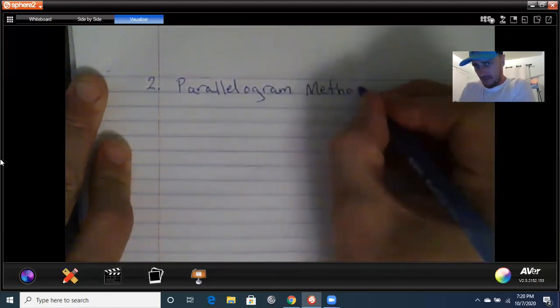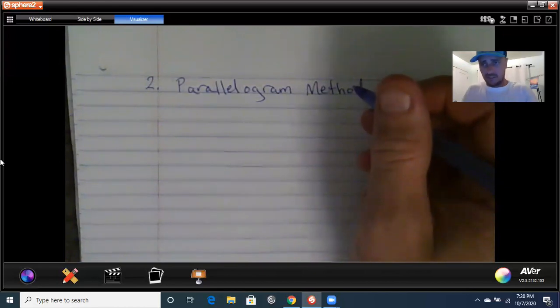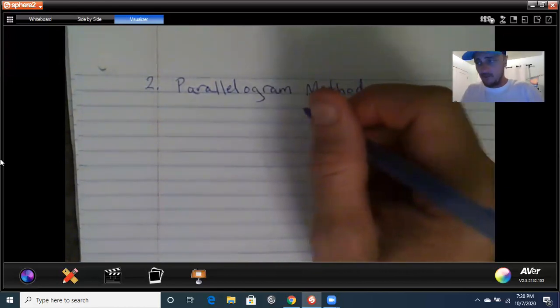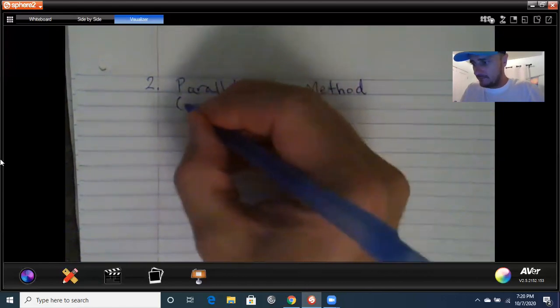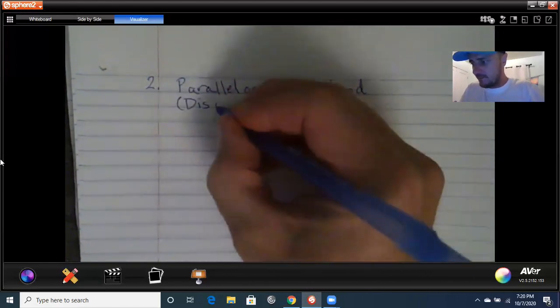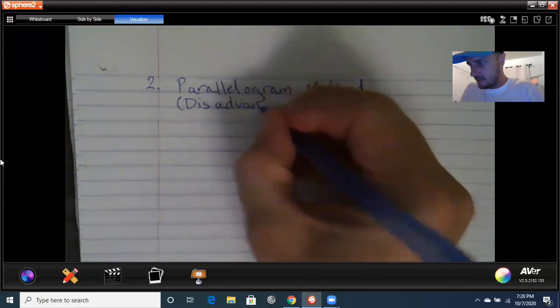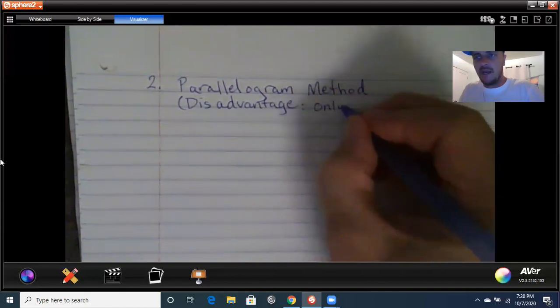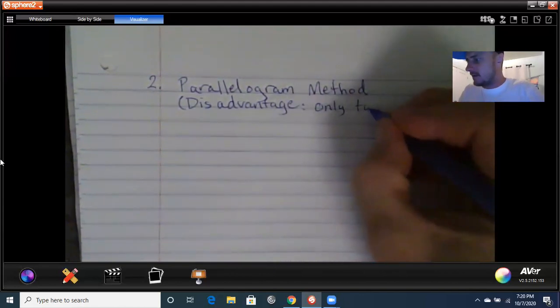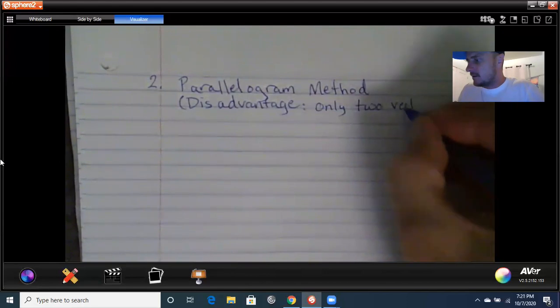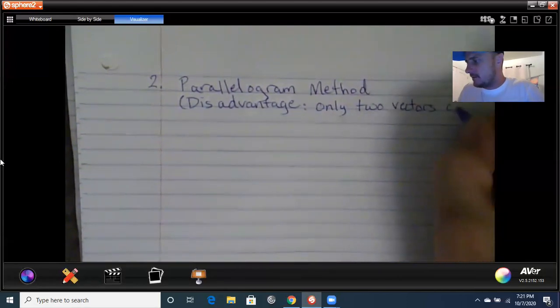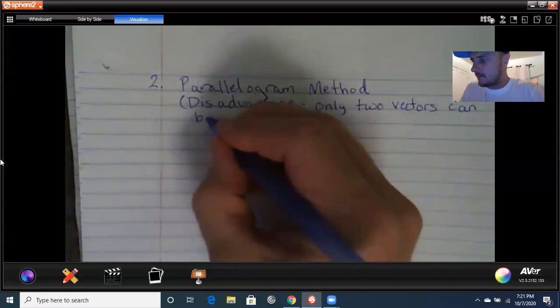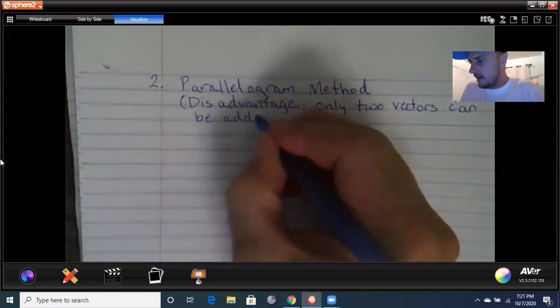Now there is a distinct disadvantage of the parallelogram method. And I'll say it right now so we don't have to figure it out later. Disadvantage is only 2 vectors can be added at a time. Only 2 vectors can be added at a time.